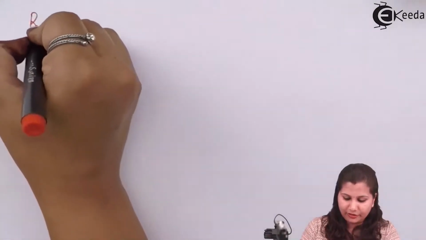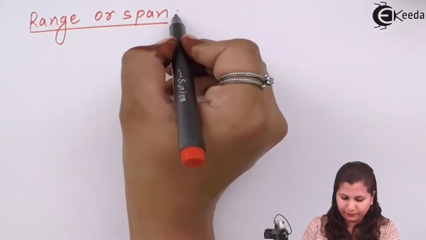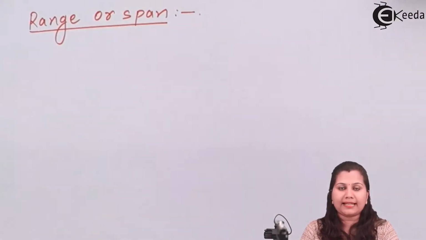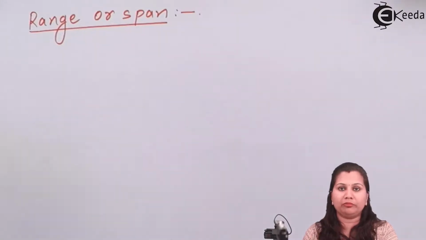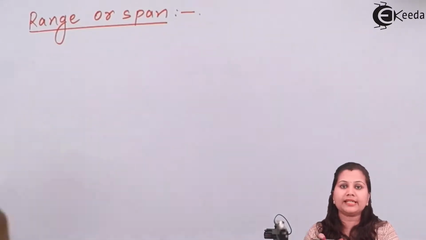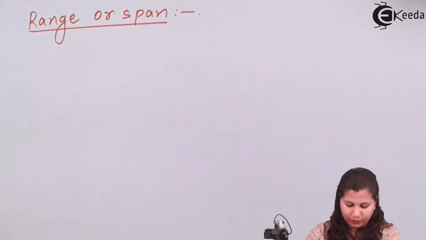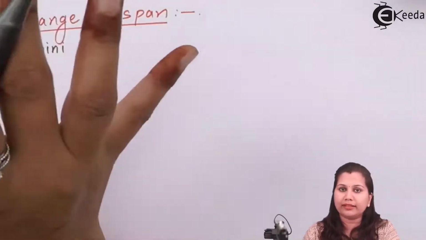Next characteristic is range or span. Range or span is defined as the maximum and the minimum values of the quantity that can be measured by the instrument. Suppose we are measuring temperature with a thermometer, and we have defined that the minimum temperature that can be measured is 0 degrees Celsius and the maximum temperature that can be measured is 100 degrees Celsius. So the range of the instrument, or the span of the thermometer, is 0 to 100 degrees Celsius. So range or span is the minimum and the maximum value of the quantity that can be measured by the instrument.